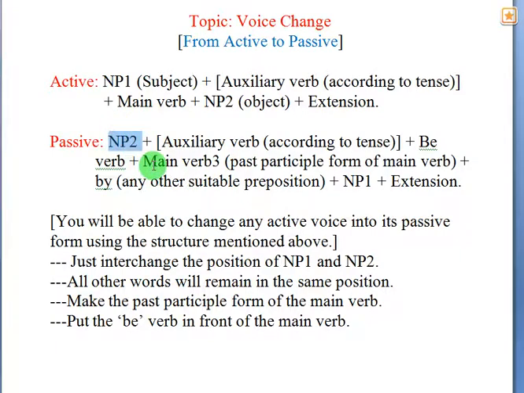Dear learners, see that in every passive you will have to make the past participle form of the main verb. The past participle form of the main verb, it is a must. Then we usually use by, or any other suitable preposition may be used here according to the necessity of the verb. Then the subject will come after the preposition in objective form. Then if there is an extension, we may use it here. And if you want, you may use the extension just before the preposition.